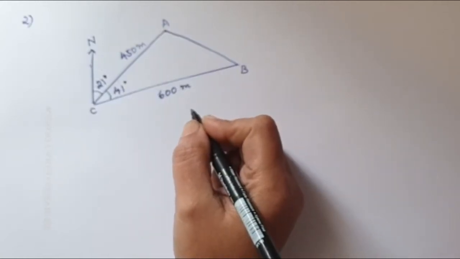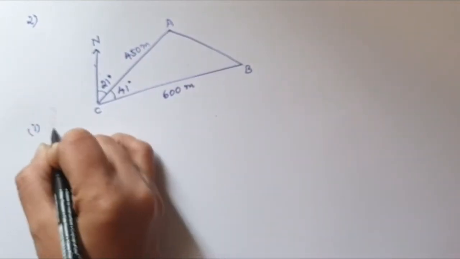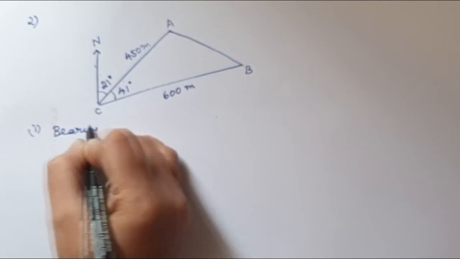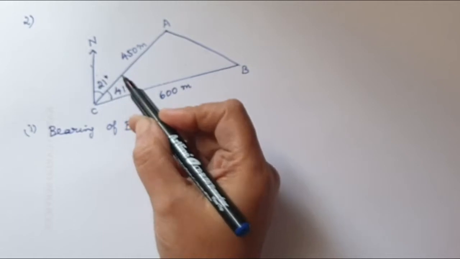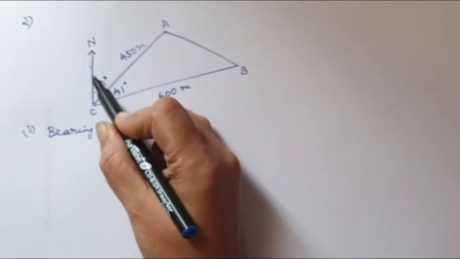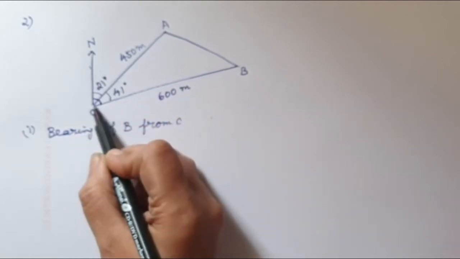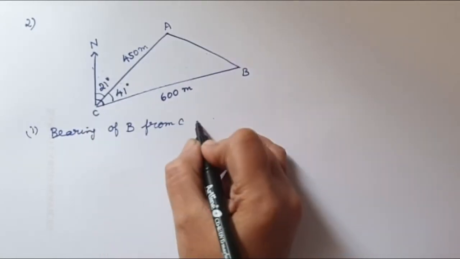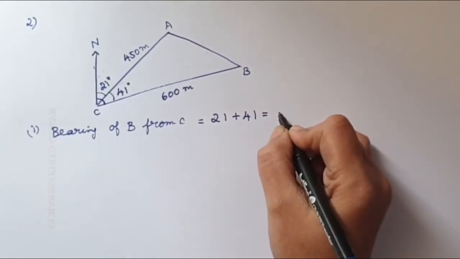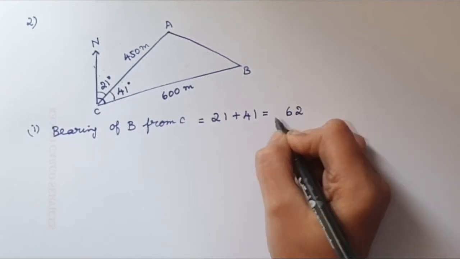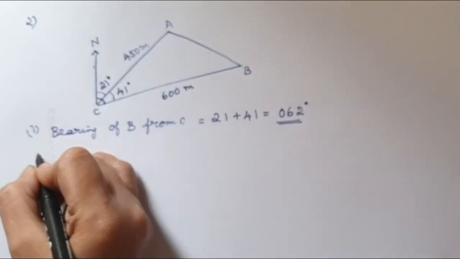Now calculate the bearing of B from C. The first question, bearing of B from C. So from C, this is B. So this angle we need to calculate from C, north at C, until we reach B. So it is nothing but 21 plus 41. So it will be equal to 62. We write it as 062. So this is the answer for the first part.